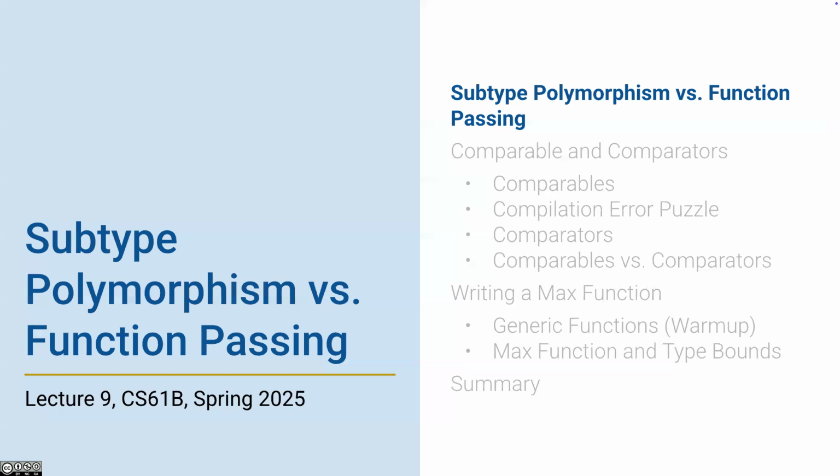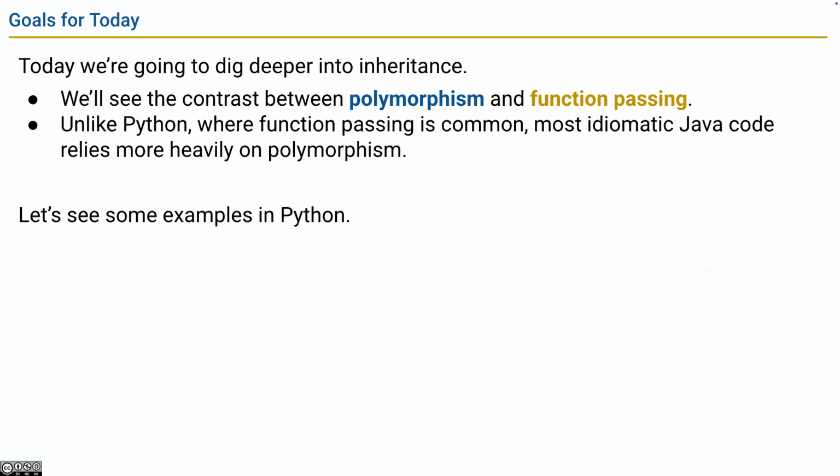All right. So I want to talk about two different philosophies for attaining generality. One of them is subtype polymorphism, and the other one's function passing. Okay, so what are these things? Well, we're going to be digging into inheritance, and I'm going to focus on the practical usefulness of it, the idea that we want to build real pieces of code.